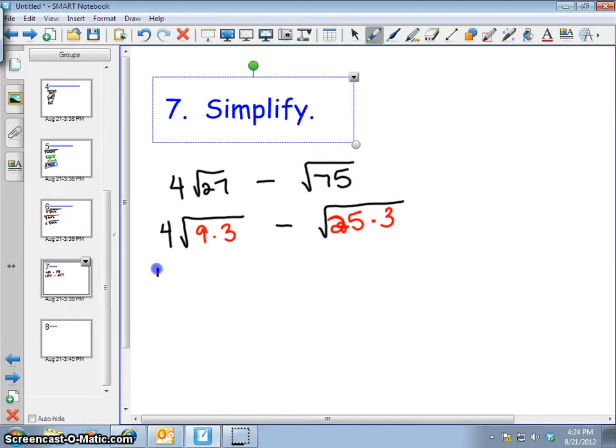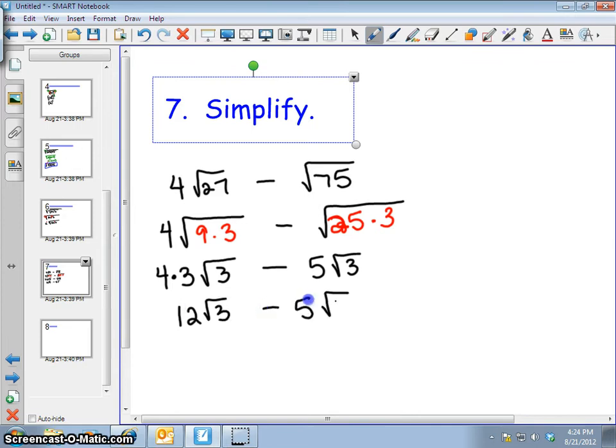Next, the square root of 9 is 3, so I'll go ahead and do that. And then we still have 3 on the inside. And then the square root of 25 is 5, and we still have 3 inside there. Out here, 4 times 3 is 12. So now we have 12 radical 3 minus 5 radical 3, which we can do. It's kind of like working with like terms. You have to have like radicals in order to do the problem. So 7 radical 3 is the final answer.